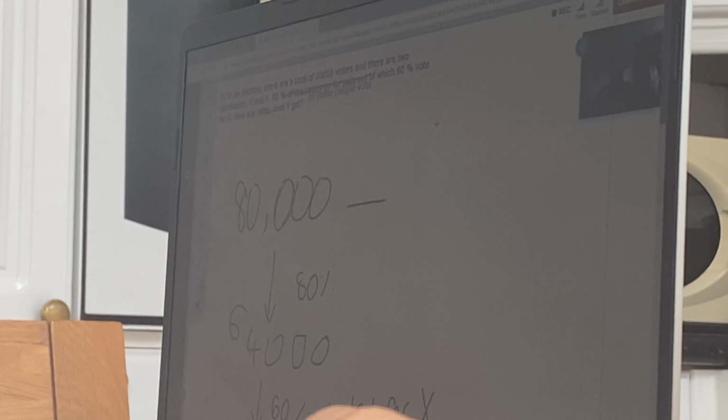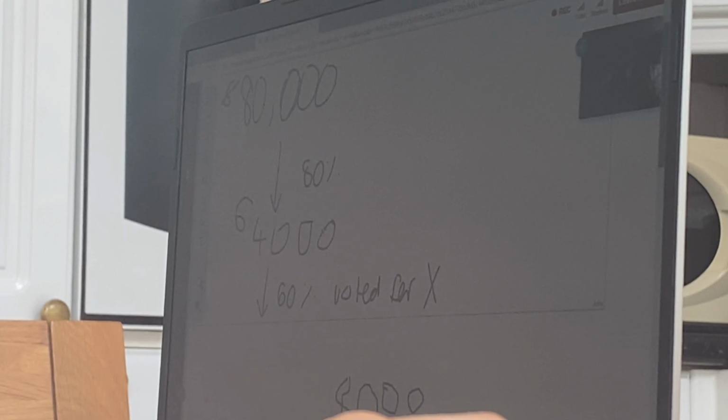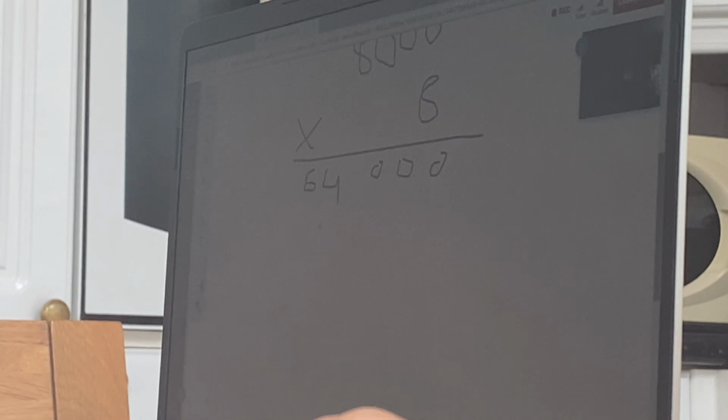What we're doing is, we have a bunch of people, then we're saying only some of them voted, and then only some of them voted for person X. So we have all of the people, we've now restricted it to who voted. Now we need to restrict it to how many people voted for person X. So 60% of those who voted, voted for X. We're not taking 60% of this number. We need to find 60% not of 80,000, but of 64,000. Because not all of those 80,000 people voted. So this is the number of people.